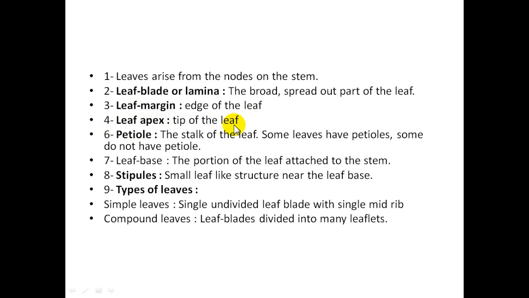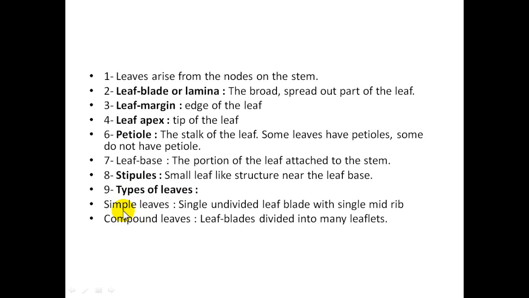Leaf apex is the tip of the leaf. The tip of the leaf is called leaf apex. Petiole, the stalk of the leaf. Some leaves have petioles, some do not have petioles. So the stalk of the leaf is called petiole. Leaf base, the portion of the leaf attached to the stem, is called leaf base. Stipules, small leaf structures near the leaf base, are called stipules.